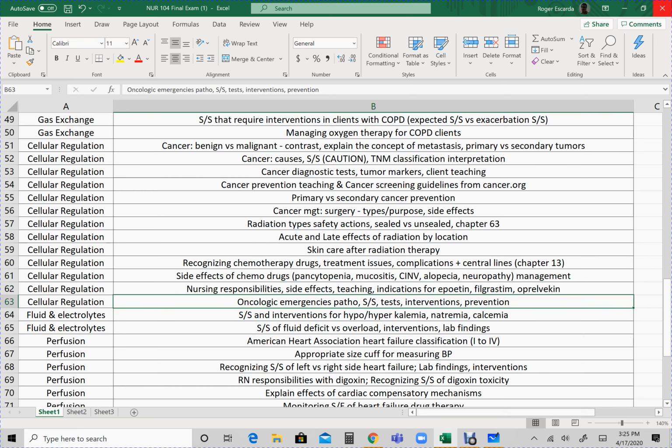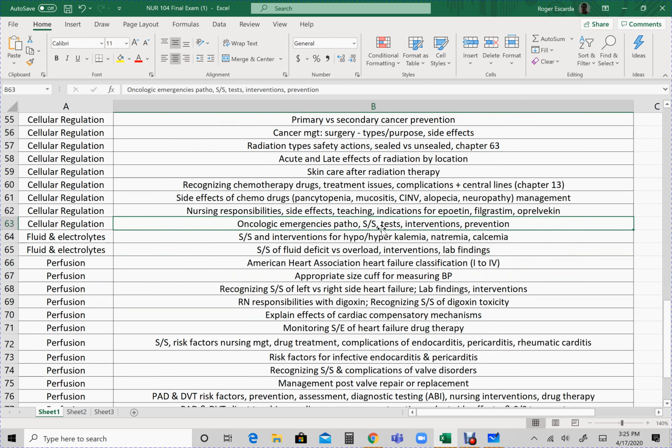Oncologic emergencies, we had 6, but because sepsis and DIC is in another chapter, specifically chapter 37 under shock, I'm only testing the other 5. Questions again will be on signs and symptoms, meaning how do you recognize the emergency? How do you know that it's present? So that's testing. And then finally your interventions and ways also on how to prevent them.